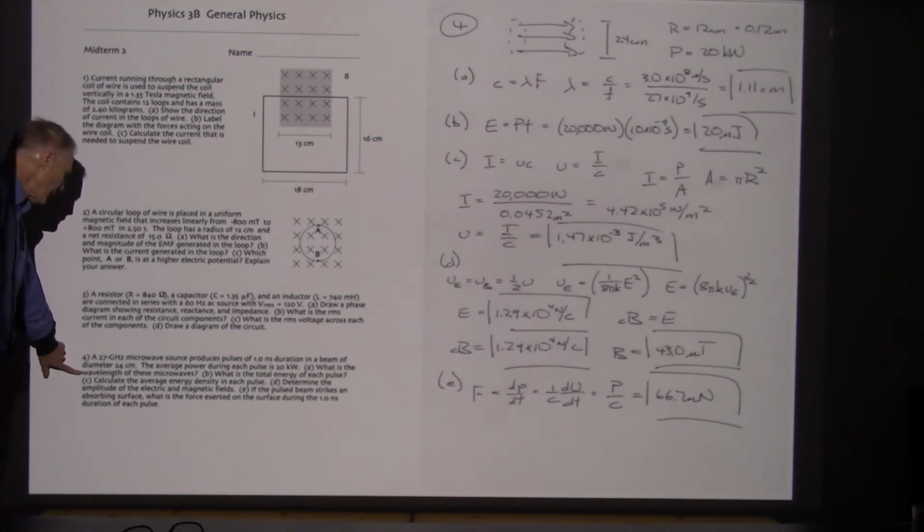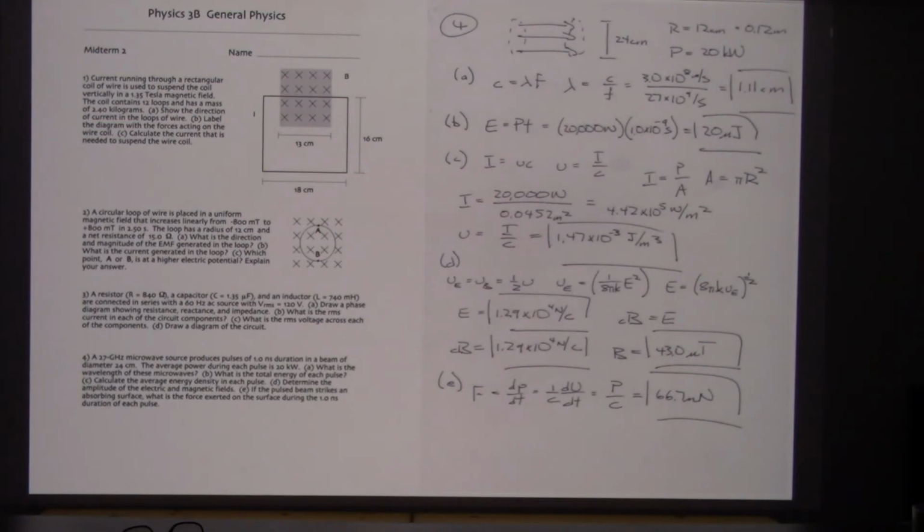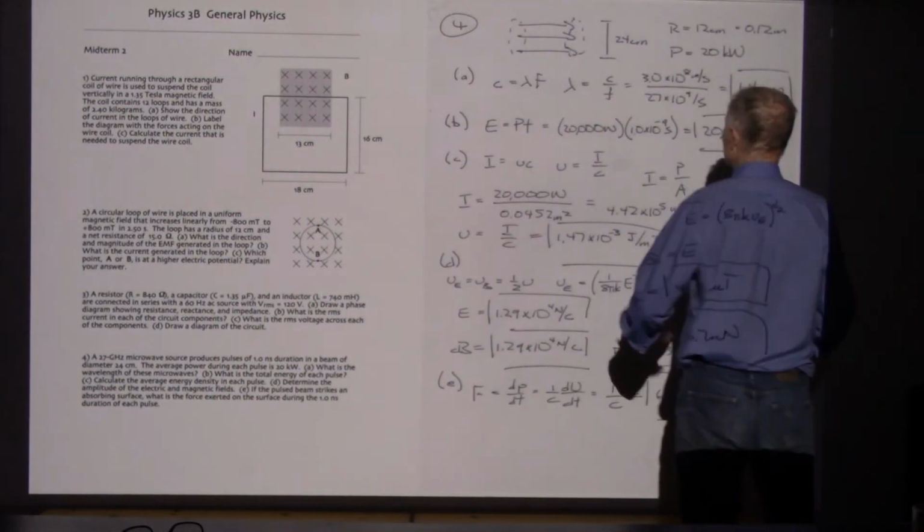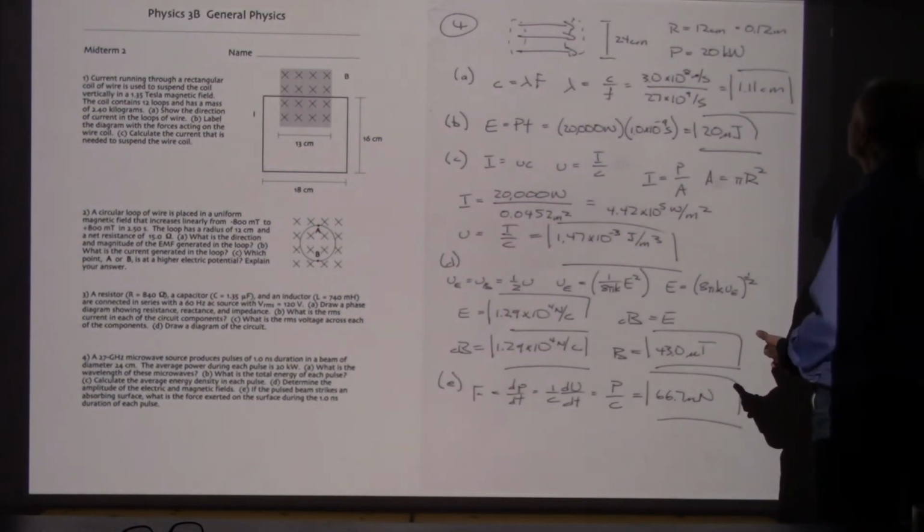What's the wavelength of these microwaves? What's the total energy of each pulse? What's the energy density? What are the electric and magnetic fields? So in class, we've derived formulas which I claim would help simplify all this. I hope they do. You're welcome to use the textbook's approach, or you can use the unified approach that we introduced in class.